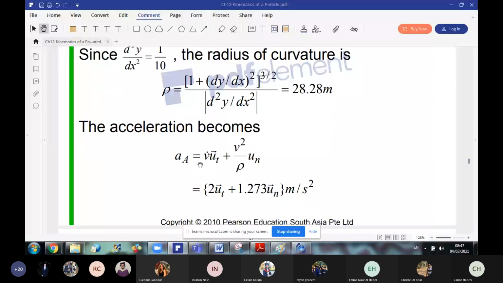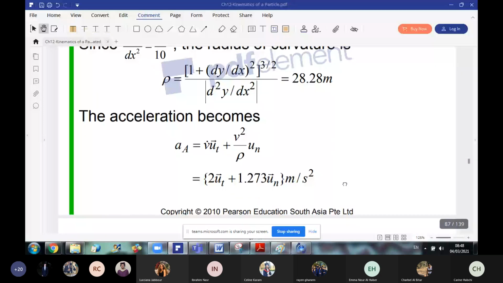And once we get all of this, we can calculate now the acceleration. The acceleration, as you know, has two components, AT and AN. AT is given in the problem because they said it's increasing at 2 meters per second square. So AT is 2. And AN is V square over rho. Okay. So now by replacing, I can find the value of AN. Now, we are not done yet because they asked for the magnitude and direction. Okay. So first, to get the magnitude of acceleration, I just do radical of 2 square plus 1.273 square.